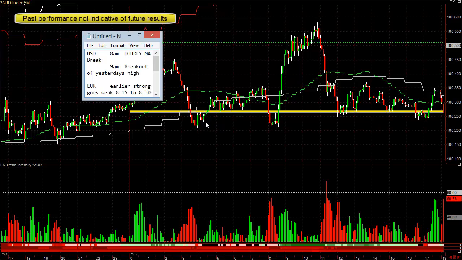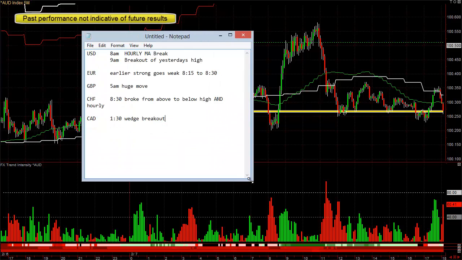Especially the fact that it stayed above the hourly most of the day, or at least above the point of control of yesterday, earlier before the breakout. So there was really little selling in the Australian, which led to that breakout, and that was at 8:45. Breakout up.